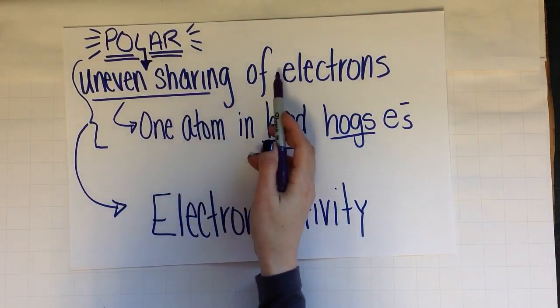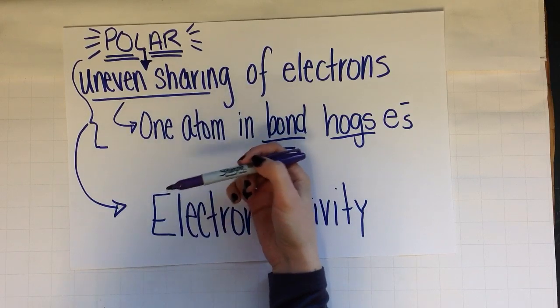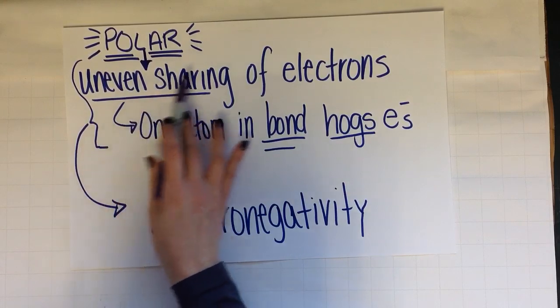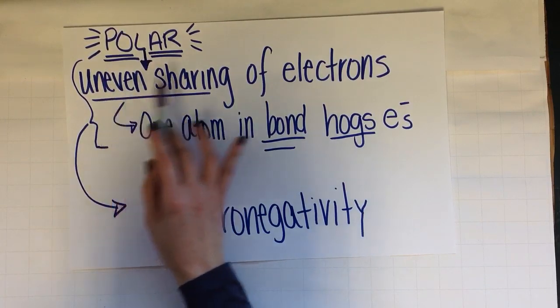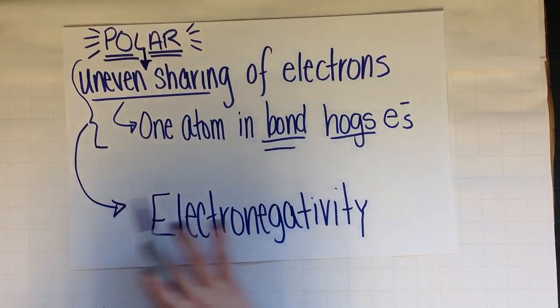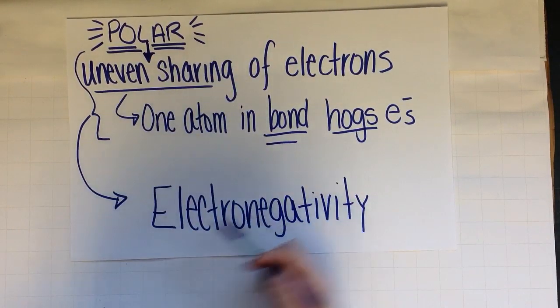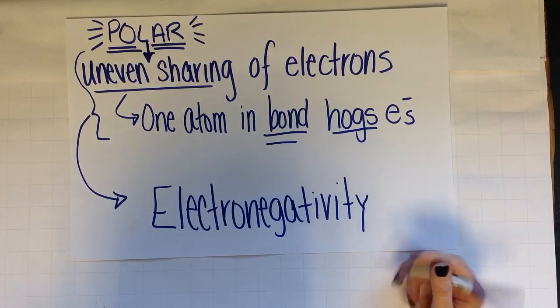Now, something else we had talked about that you should remember is that when we talk about uneven sharing of electrons, these molecules are also called polar molecules. We're going to focus on the uneven sharing part. The uneven sharing of electrons is when one atom hogs the electrons to itself. This concept is described in electronegativity. So, in electronegativity, you are given values.